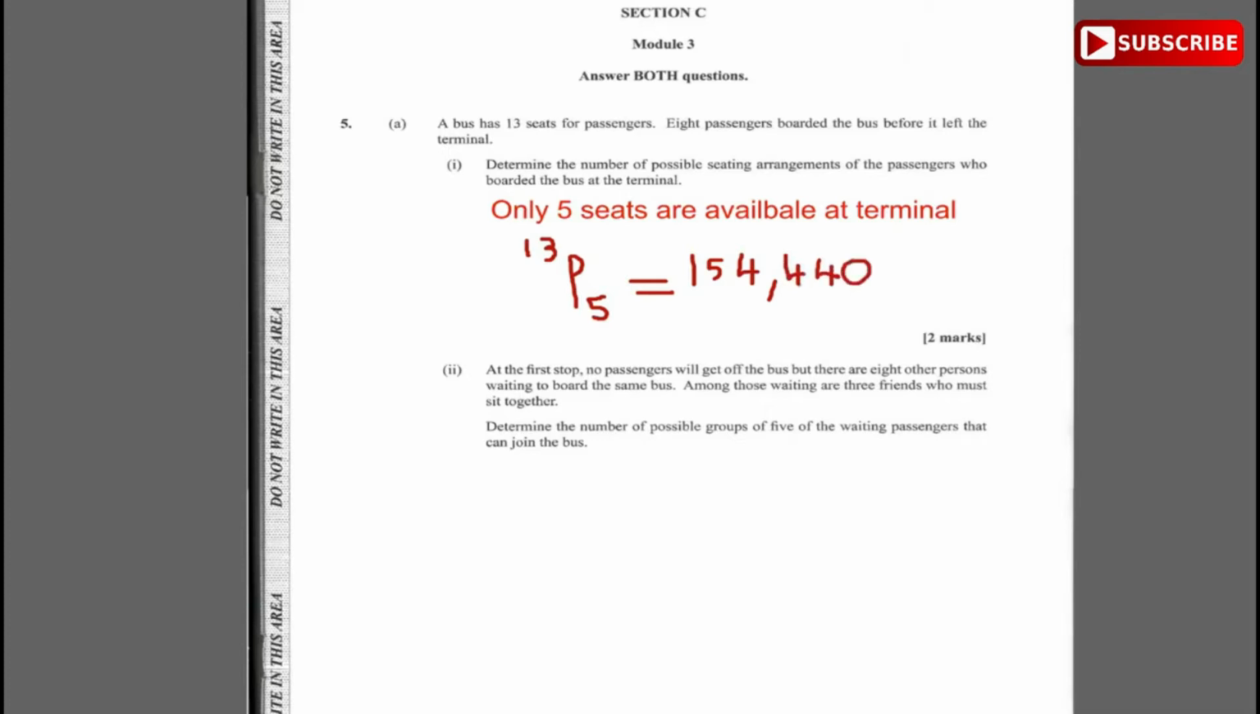Nice and easy. So now it says at the first stop, no passenger will get off the bus. So nobody gets off. But there are 8 other persons waiting to board the bus. Among those waiting are 3 friends who must sit together. They are definitely going to sit together. So 8 people are waiting to join.